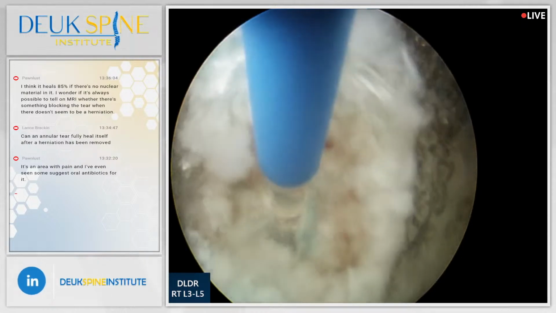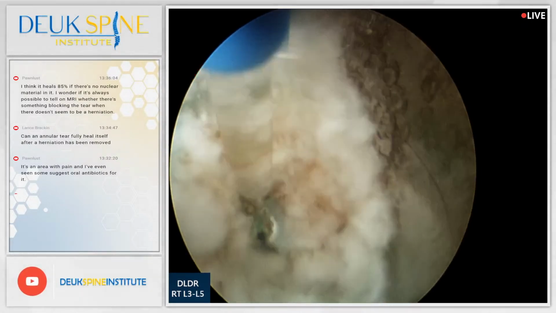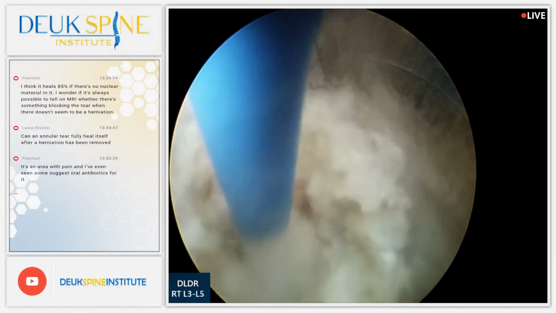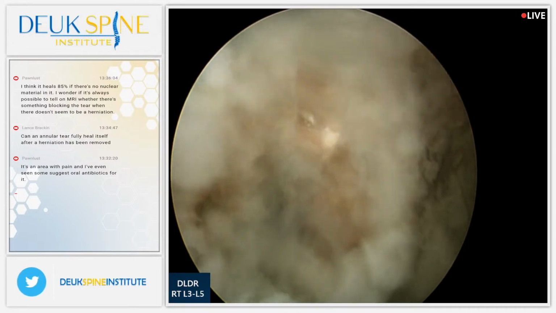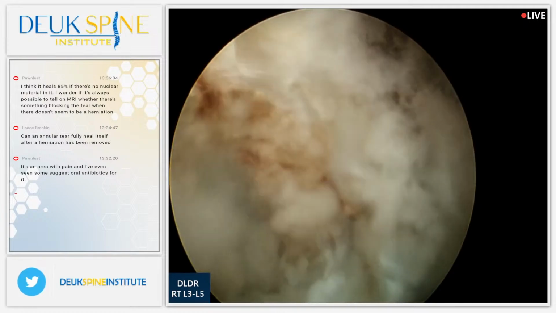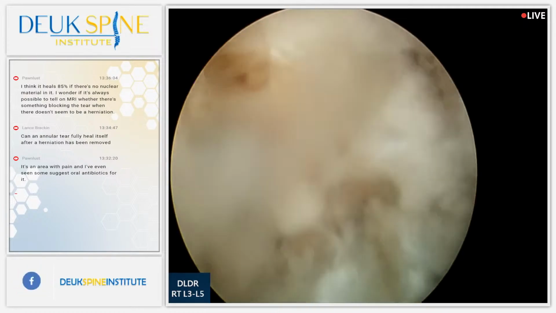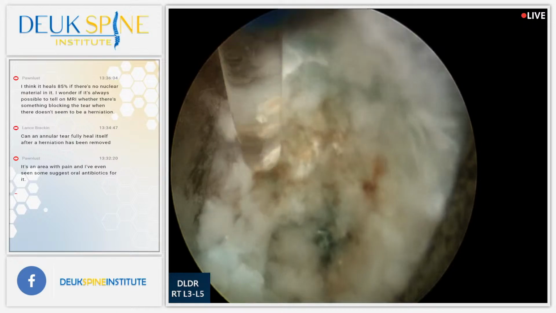Look at this tear right here. This blue stuff is the herniation. The white stuff is scar tissue within the annulus. Are we good? Scar tissue right there. You guys see that? Inflammatory scar tissue. That's where all the pain comes from, that tear.